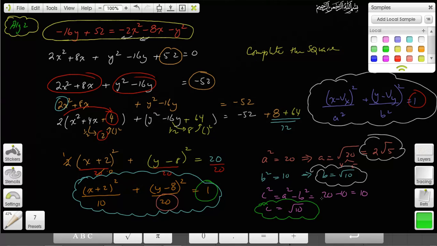Okay, so that's how you transform an equation of an ellipse that's not given to us in this vertex form, so to speak, and then you are able to graph it easily.